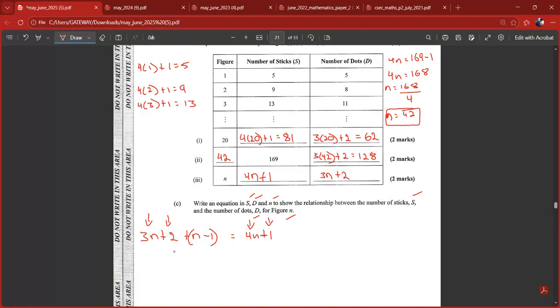plus 1. So now I'm going to replace the 3n plus 2 with the letter for the number of dots, which is D. Put back my plus sign. Going to put the n minus 1, and that is equal to 4n plus 1, which is the number of sticks, which was S. And that is my equation relating D, N, and S. You all understand the solution here for this question?